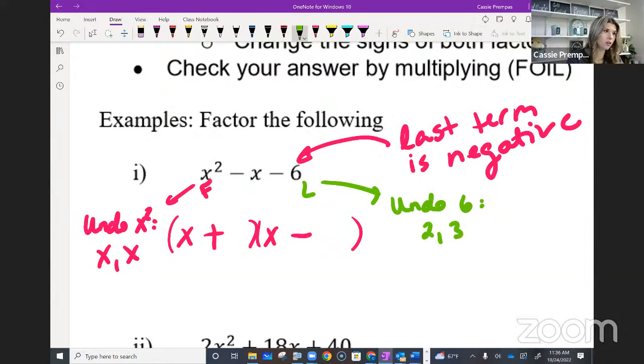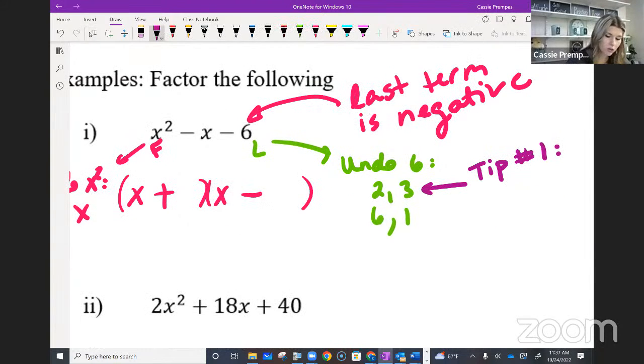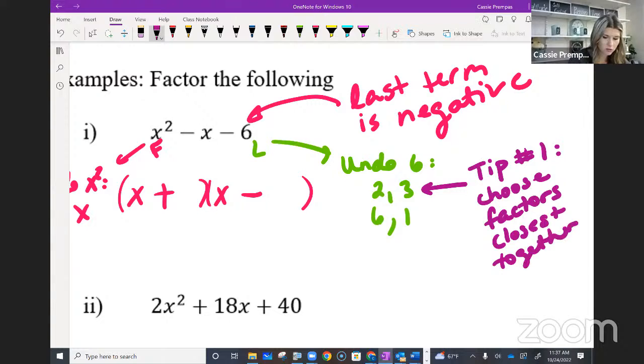And now here's the kicker. What if 2 and 3 didn't work? What would be other factors of 6? 6 and 1. There's no other factors. Here's tip number 1 that makes this strategy often helpful. Tip number 1 is choose the factors that are closer together first. The faster you can memorize these tips, the easier factoring is. Tip number 1, choose factors closest together. I'd say like 85% of the time they work.